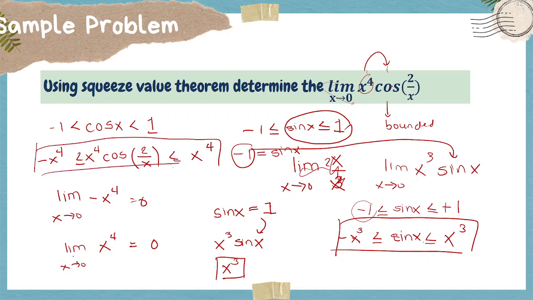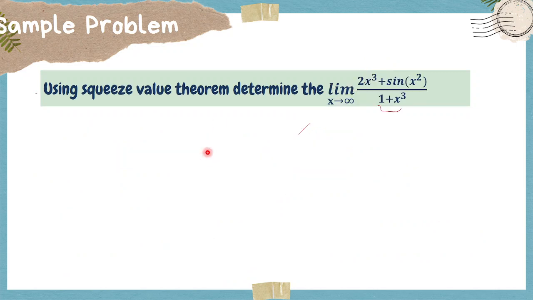Pag ginawa kong negative 1 to, ang makukuha ko dito is negative x raised to 4 sa aking minimum value. Pag ginawa akong positive 1 tong cosine over 2x, therefore, ang makukuha kong value dito ay x raised to 4, ang aking maximum value. Ngayon, paano kapag dito? How are we going to do that?